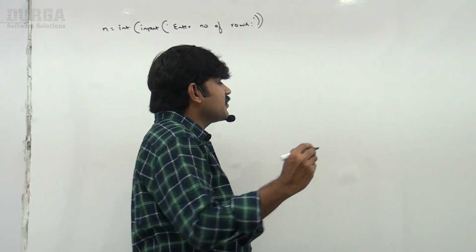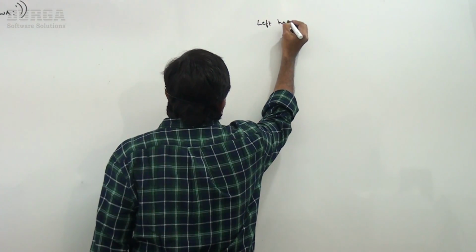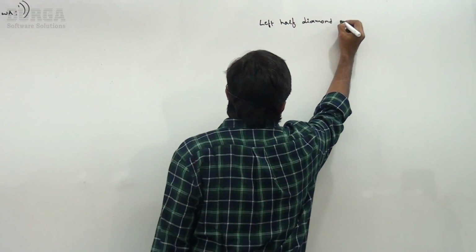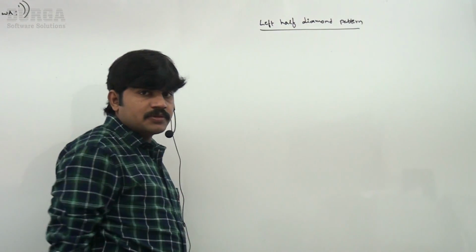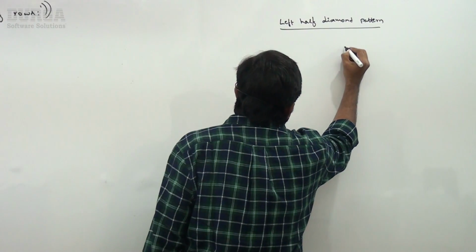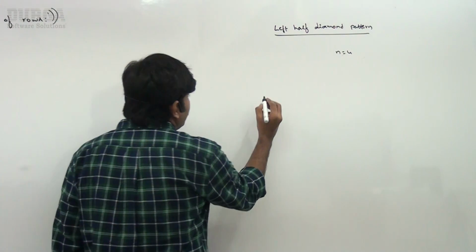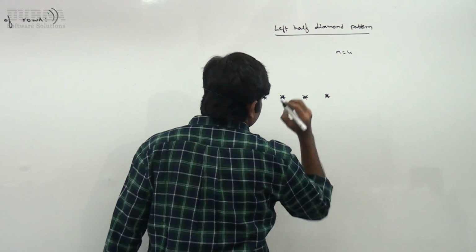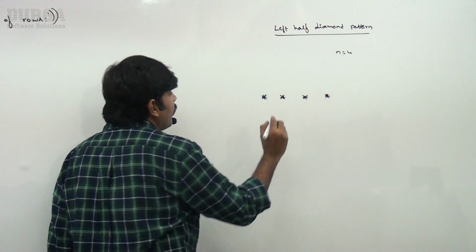Sir, what is my pattern? Left of diamond pattern. I have to discuss this one, sir. So what does it mean? Suppose assume n is equal to 4. If I take n is equal to 4, what is my expected pattern is very simple, sir. Observe carefully here. n is equal to 4 means 1 2 3 4.